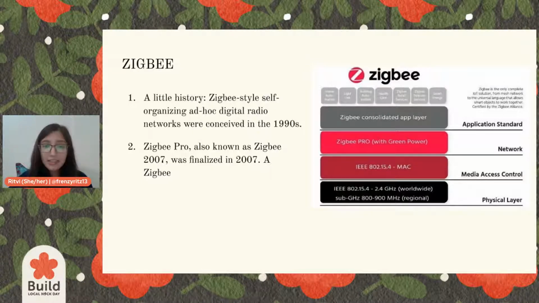So again, this is a really nice diagram of how Zigbee works, right? There's your physical layer, which is 2.4 gigahertz Wi-Fi. Then on that there's your media access control. Then there is the network layer at which Zigbee Pro works, which is supposed to be more optimized than your Zigbee layer, the application layer. And yeah, so that's your Zigbee protocol.